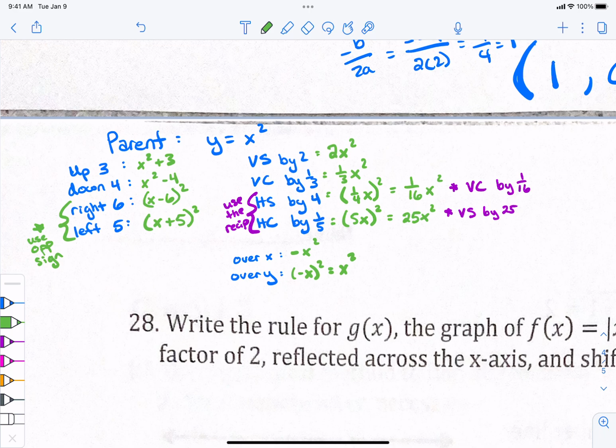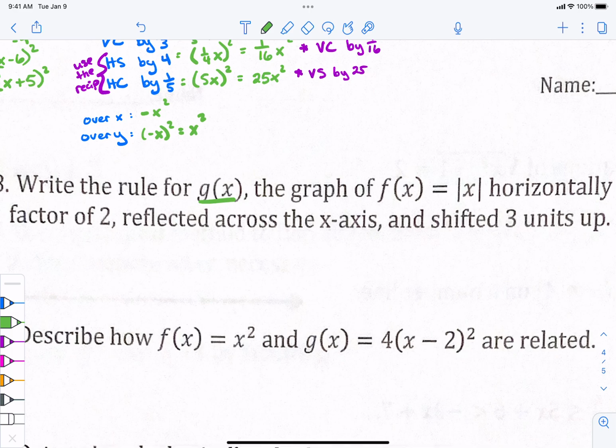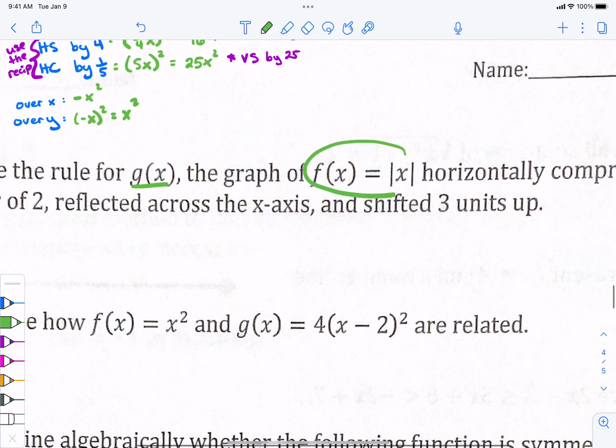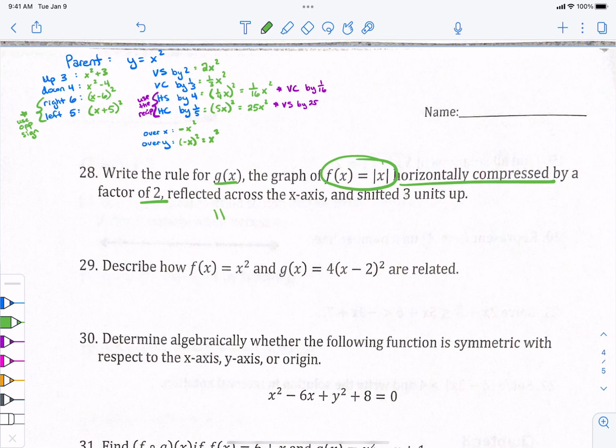All right, good? Okay, 28, write the rule for g of x. So g of x equals something. Our parent function is the absolute value of x, and we're doing a couple things to it. We're horizontally compressed by a factor of 2, so I'm going to do hc by 2. I'm just paraphrasing. Reflecting across the x-axis, so we want to go over x, and then shift 3 units up. Those are the 3 things that I want to do to it.